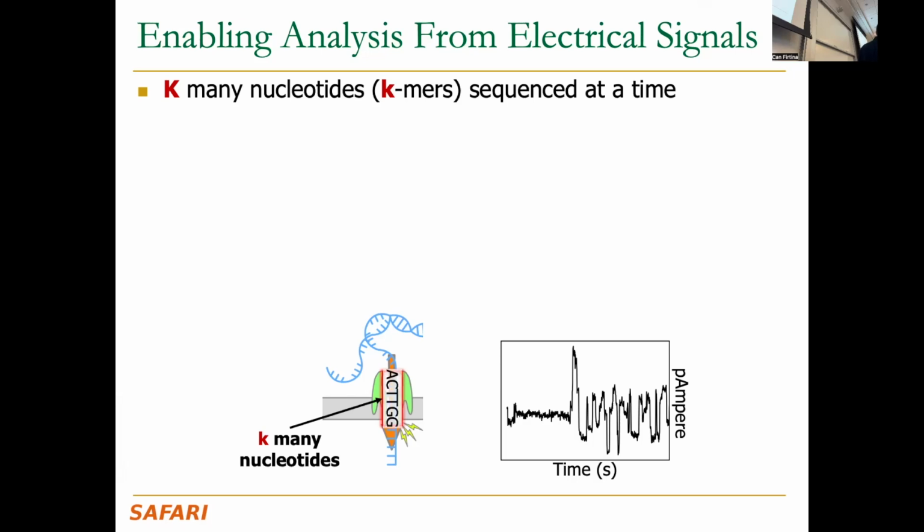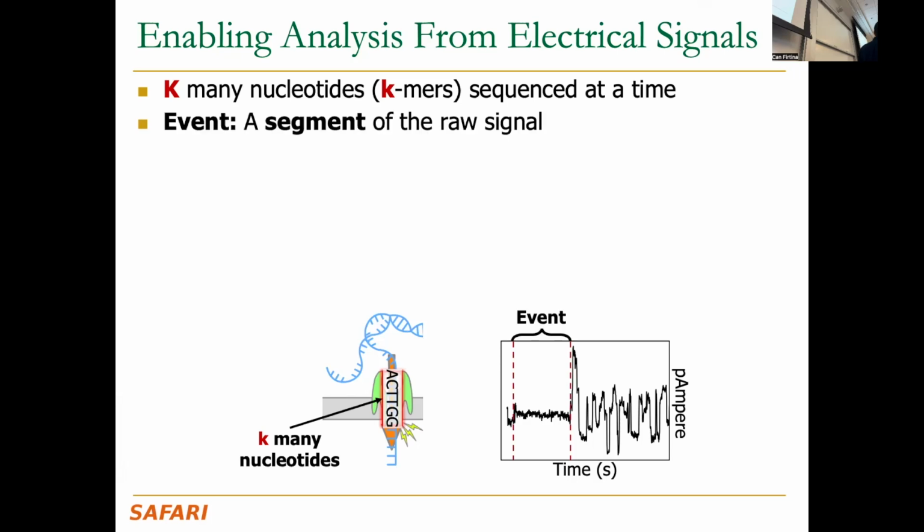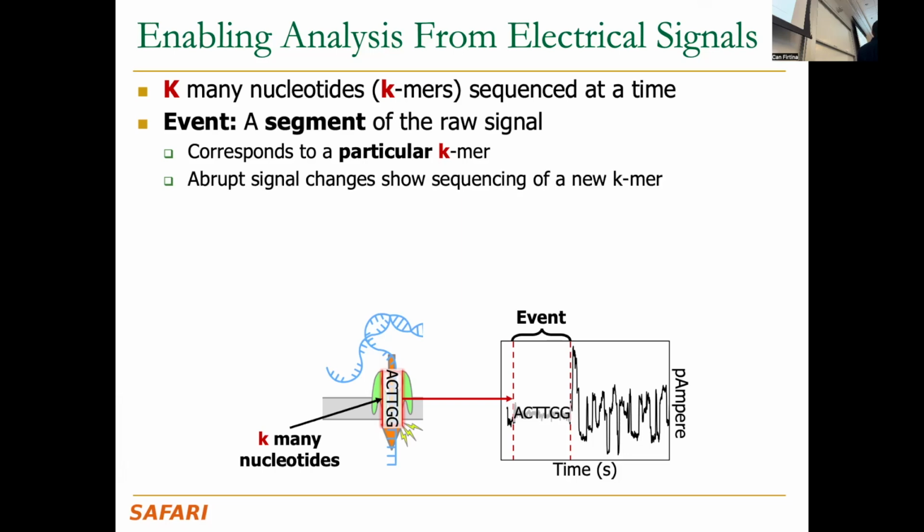This is referring to a k-mer, right? We also have this term that we call event. This is the electrical signal that is generated from nanopore sequencing. And this event corresponds to a particular segment in the raw signal. So the event is the part of the raw signal that we generated while we're sequencing that particular k-mer over there. So the events correspond to the k-mers, the sequencing of k-mers.